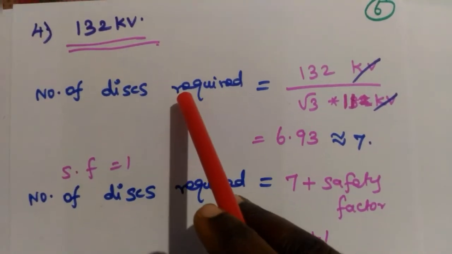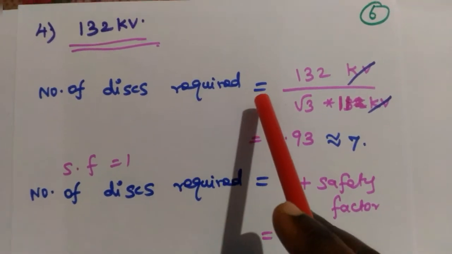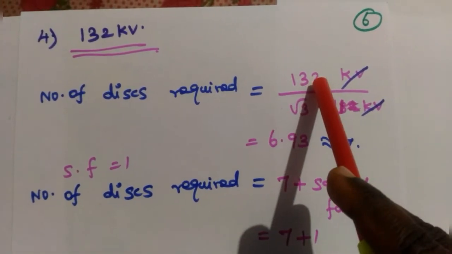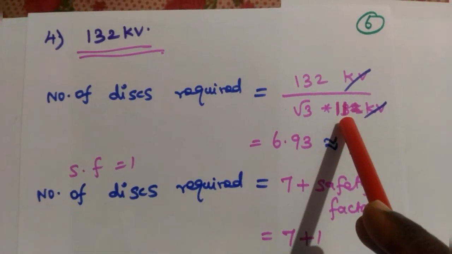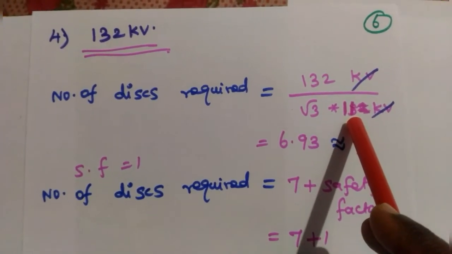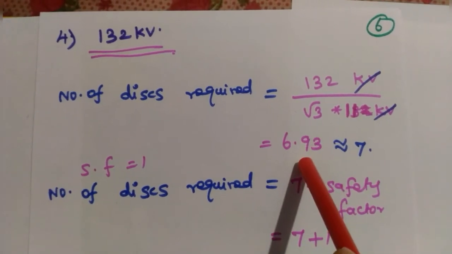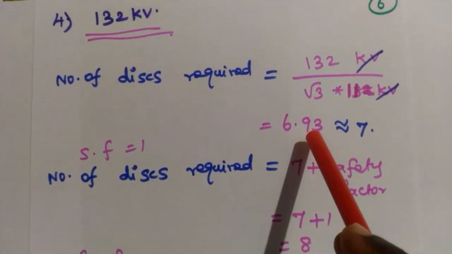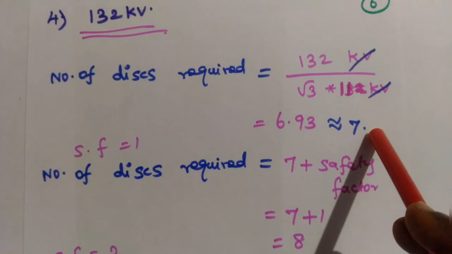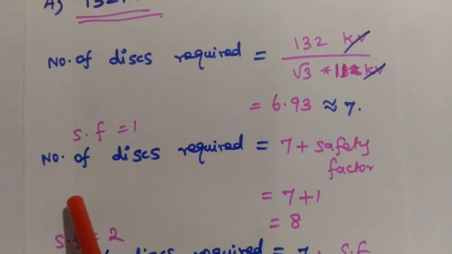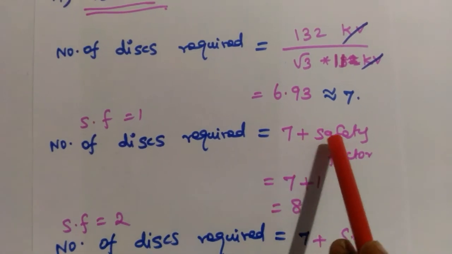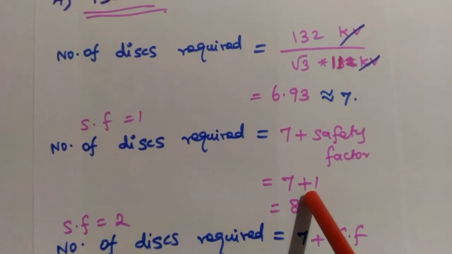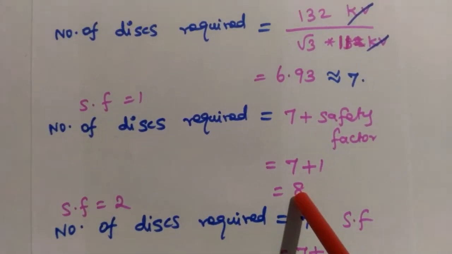For a 132 kV transmission line, the number of discs required is equal to the line voltage 132 kV divided by root 3 into 11 kV. This is the voltage value of one insulator disc, and we are getting the value 6.93, approximately 7. Now we include the safety factor with this calculated value. So the number of discs required is 7 plus, if you are taking the safety factor as 1, finally the number of discs required will be 8.